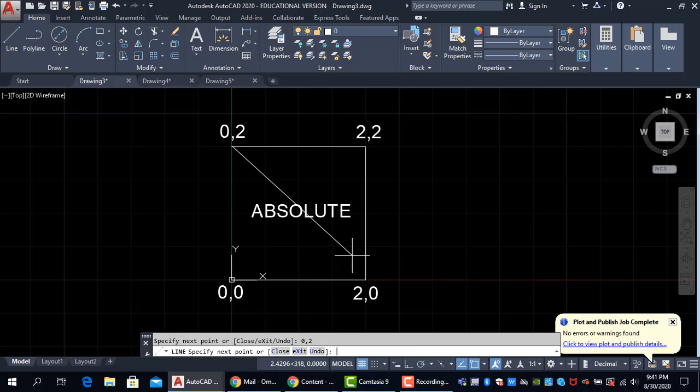So here I have several options. I can input 0, 0. Okay. Or I can just put close right here. If I put close, it's going to shoot this last point to the starting point.